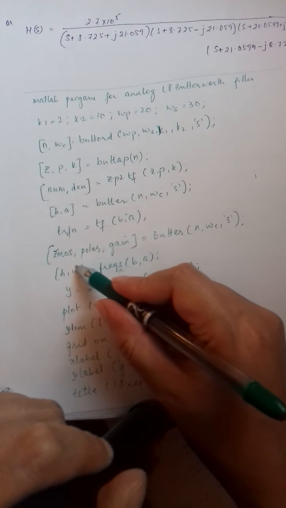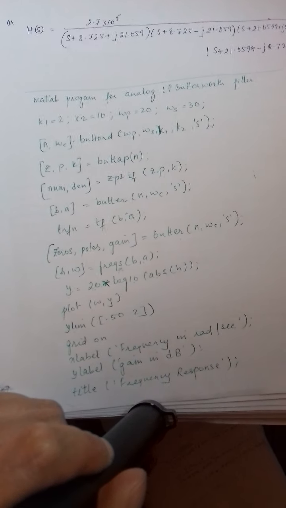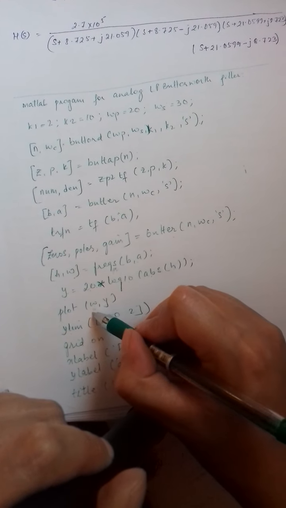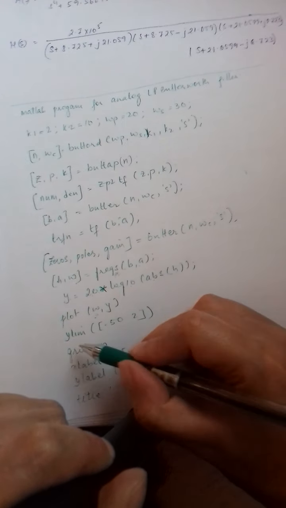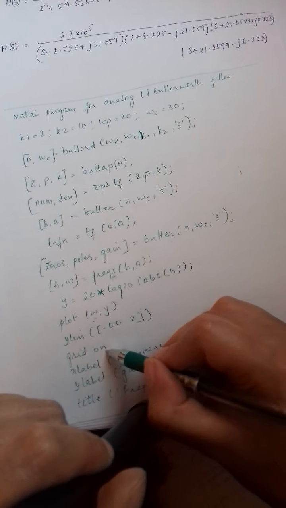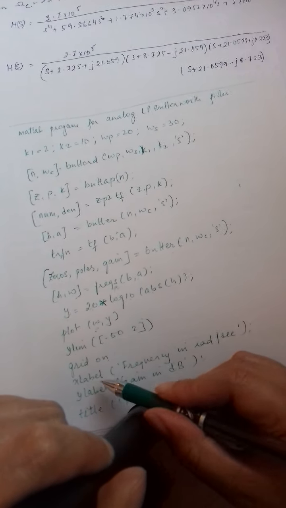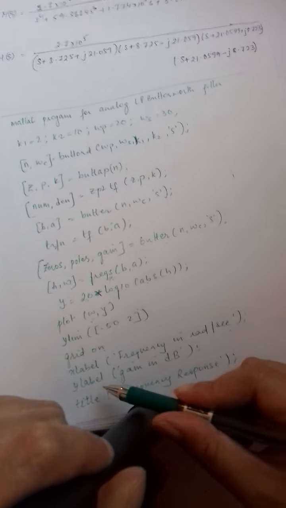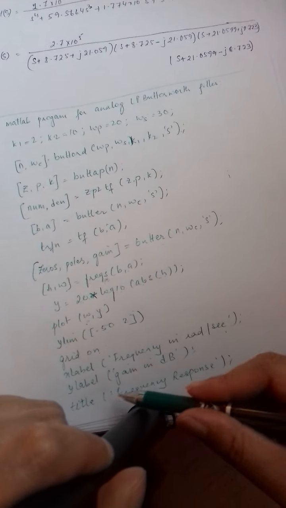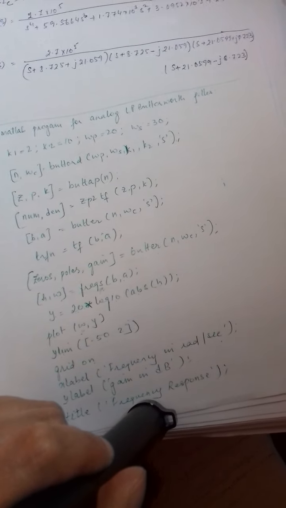So plot the W values and the Y. When you do plot, this will be the X values, this is the X axis, and this will be the Y axis. Y limit means you're trying to constrain the limits of your Y axis. Grid on means your graph will have grids. X label means label what is there in the X axis. Y label means label what is there in the Y axis. This is the title of your graph. Okay.